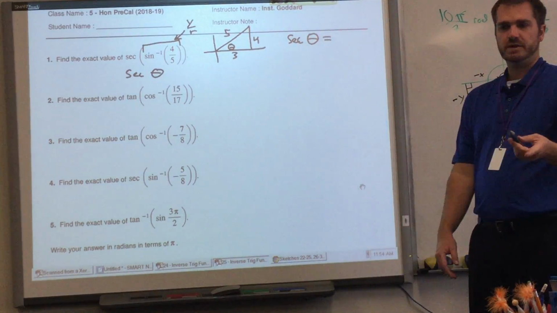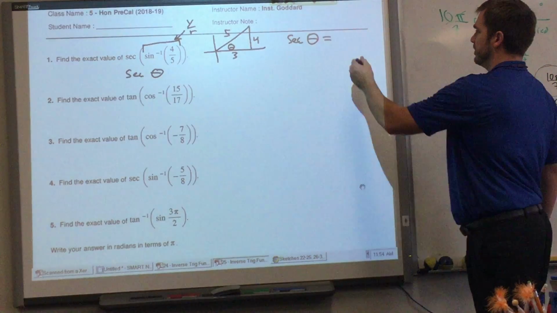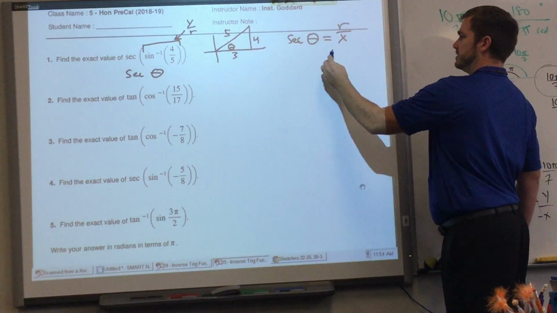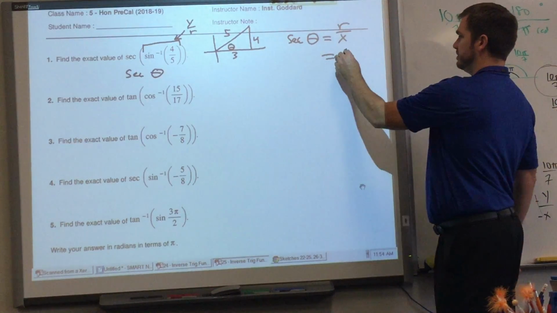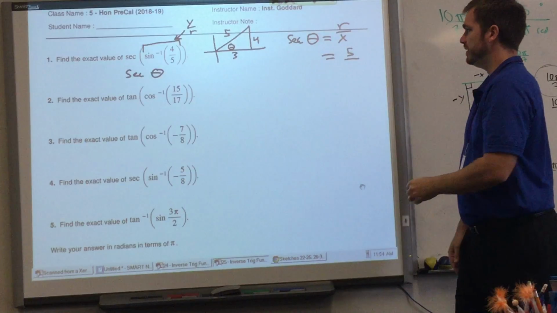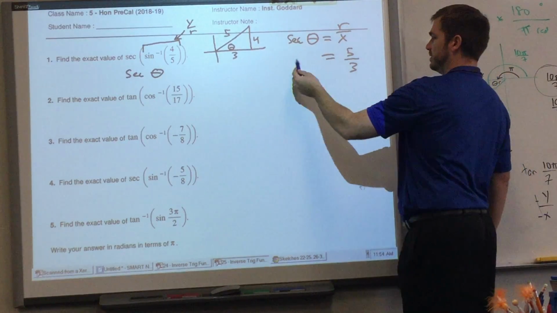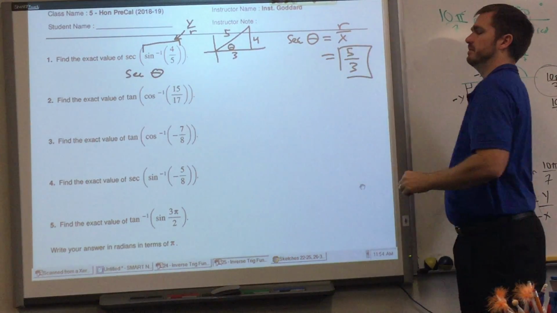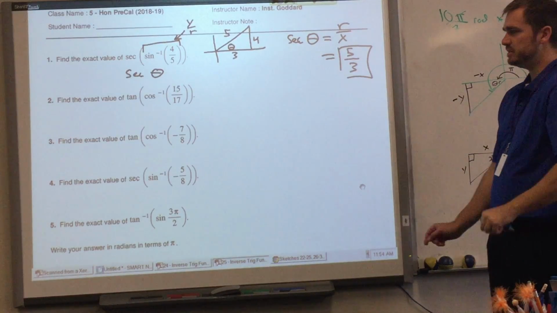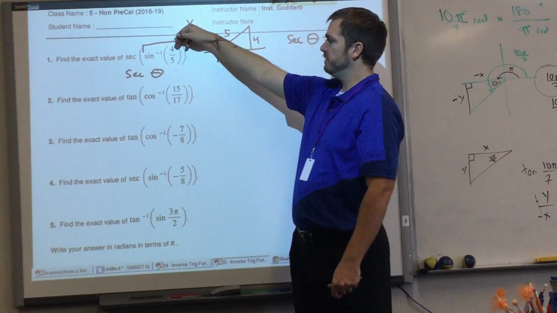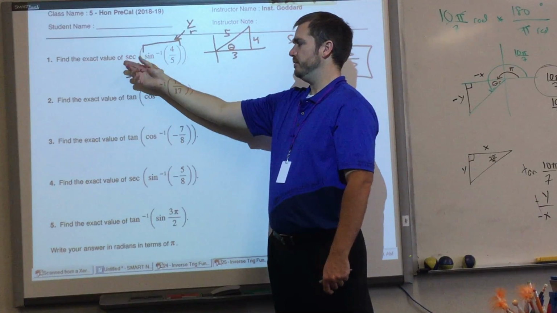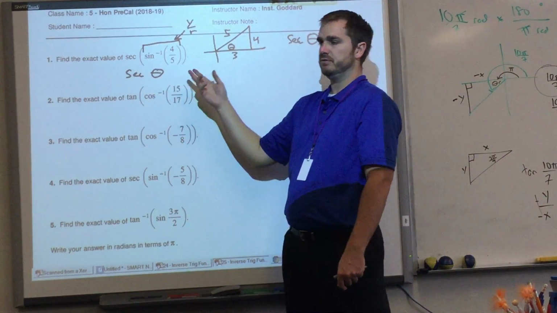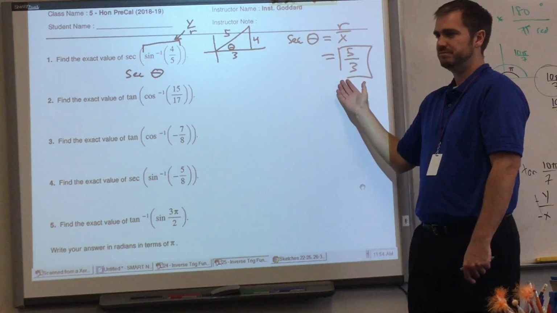Hypotenuse over adjacent, in terms of x, y, and r: r over x. So therefore, secant of theta is the r value, which is 5, over the x value, which is 3. So this is saying, give me a ratio, and then I'll tell you what the angle is, and then with that angle, I want you to find another ratio for me. And that's what we did.